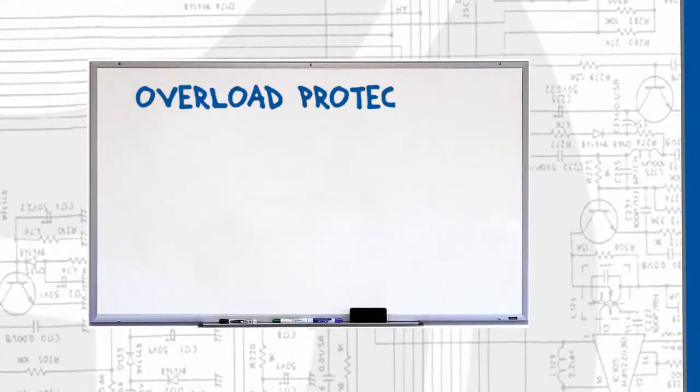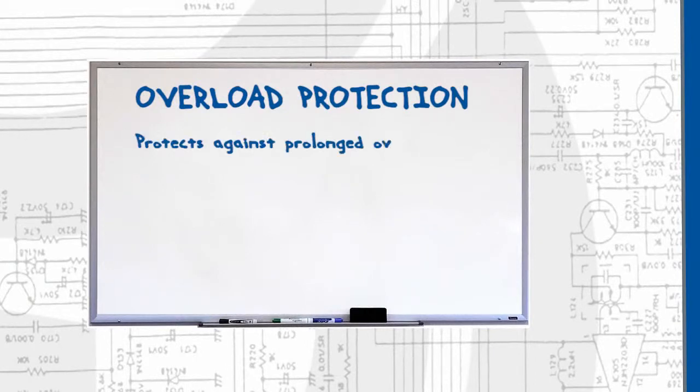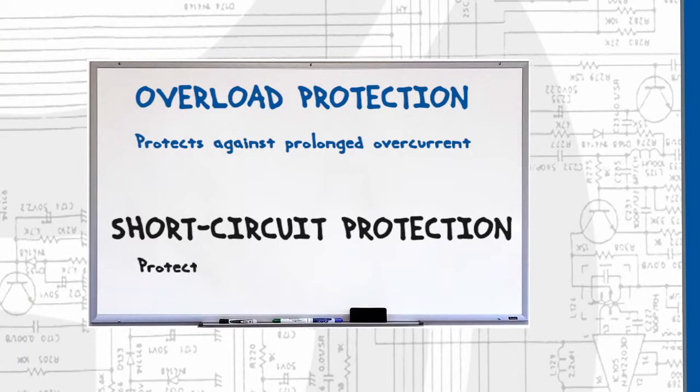So let's sum up. Overload protection breaks a circuit only after a prolonged period of overcurrent. Short circuit protection breaks a circuit the instant an overcurrent is detected.